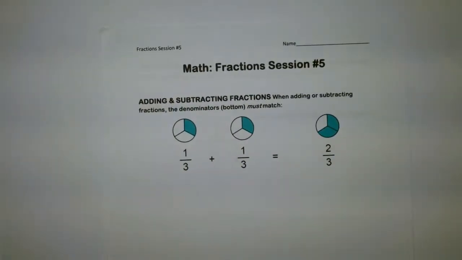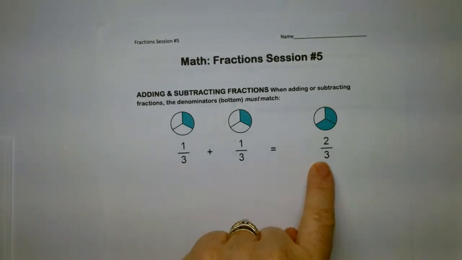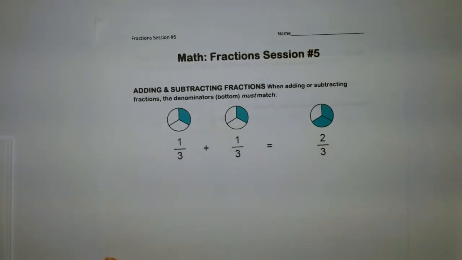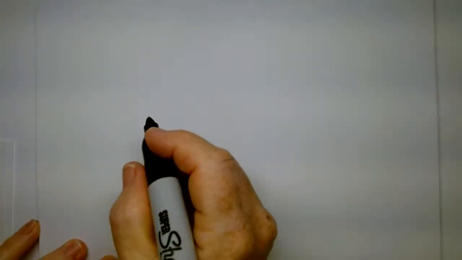So let's everyone take a look at mine, even if you don't have yours. All right, what do you notice here? I got some fractions, right? Good. So do you notice how the bottoms they match? See the 3s? All right, so in order to add fractions, the denominators must match. Must match.